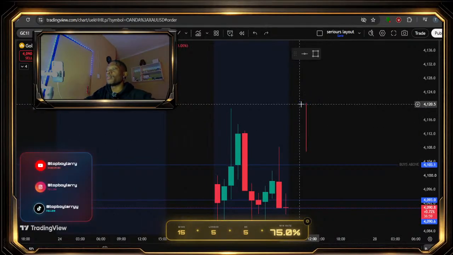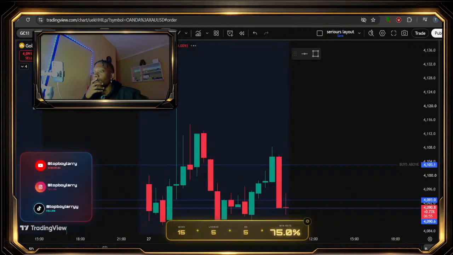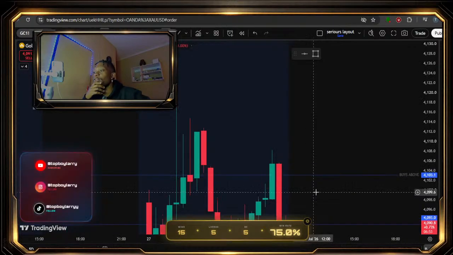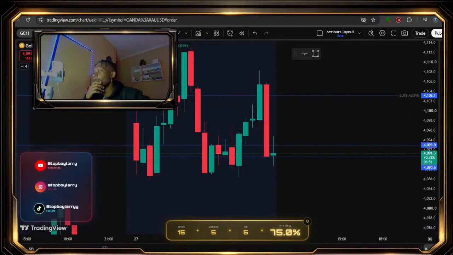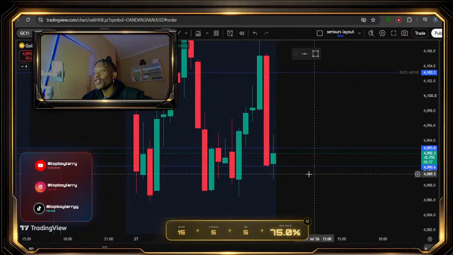So let's see the type of closures we're going to get here on the 30. 6 minutes to a closure here. Let's see the closures we're going to get. Yeah, London session Monday is pretty slow. I do see that potential slow move here today.